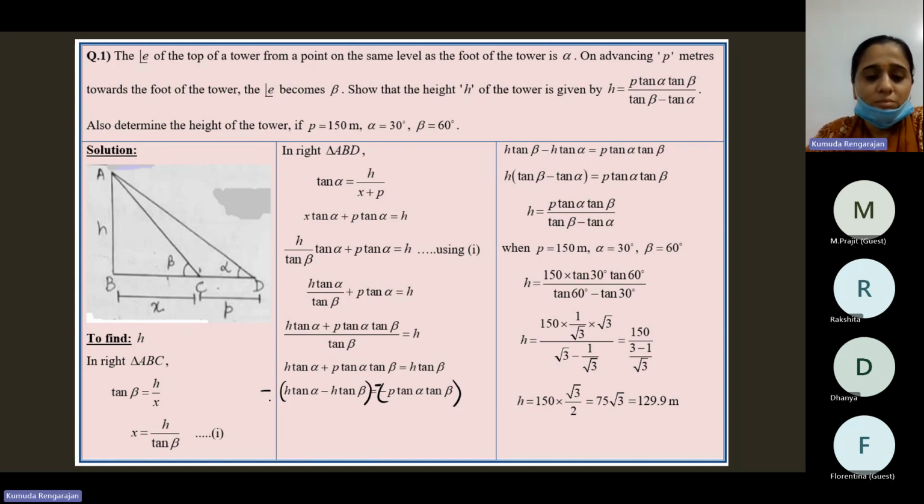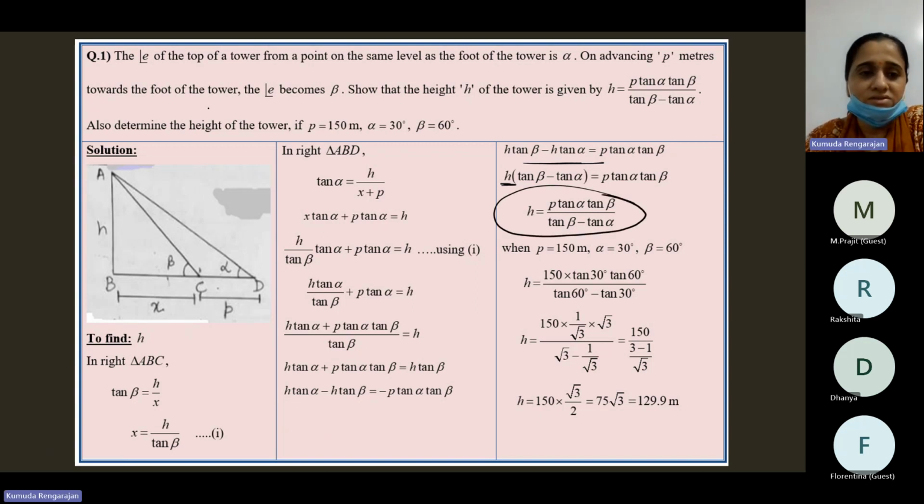That will give you minus h tan alpha here. And then minus into minus, plus h tan beta. And minus into minus, plus p tan alpha tan beta. It's like changing the signs of every term on both the sides, and that's how you get this one. Then take out h common. H is common, take it out. And then you get h is equal to p tan alpha tan beta by tan beta minus tan alpha.